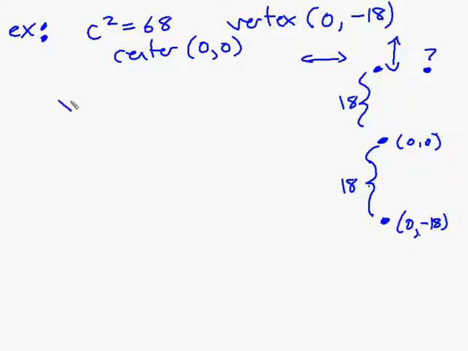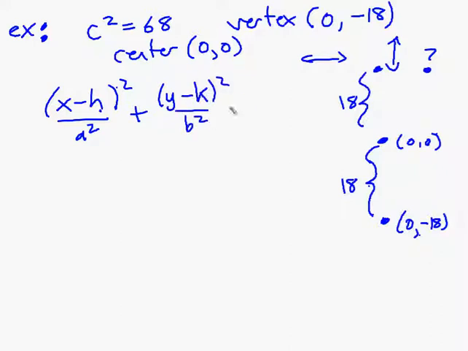But in order to write my equation, not only do I need a center and a major axis, I need my minor axis as well. And luckily I have a formula to get it. C equals square root A squared minus B squared.